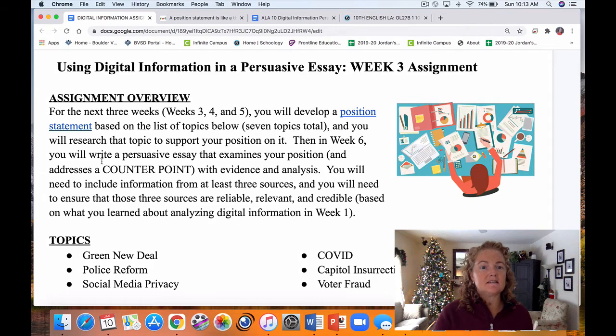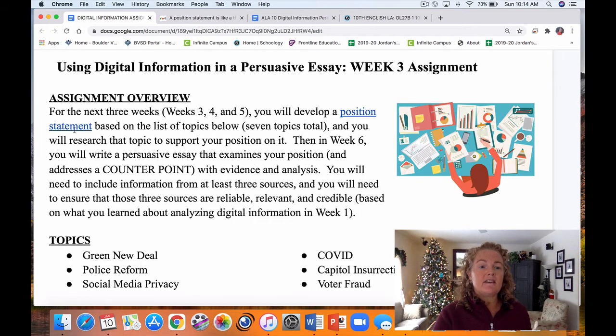You'll notice that it says using digital information in a persuasive essay, week 3 assignment. Each week it'll say week 4 assignment, week 5 assignment, week 6 assignment, just to keep you focused, but this is a 4-week unit. So the overview here is that in weeks 3, 4, and 5, you are going to develop a position statement. Now, a position statement is simply a thesis statement where you take a position on an issue, okay?